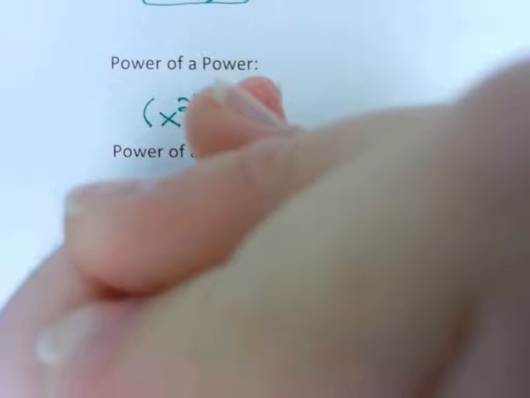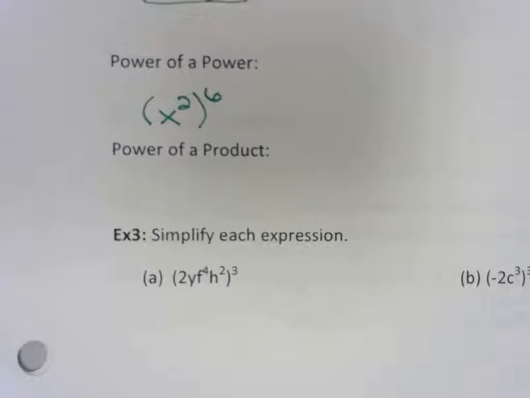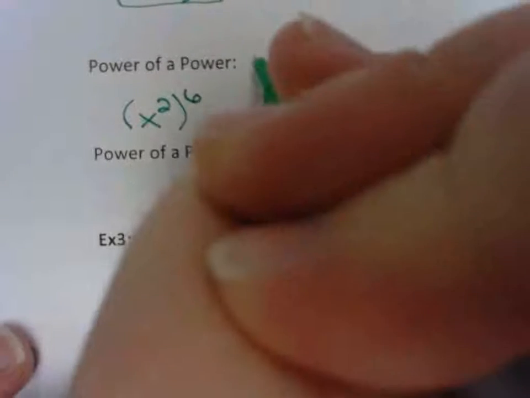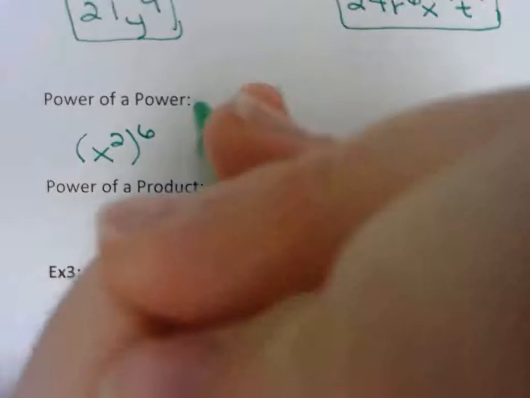So let's say it's, I don't know, 6. So when I have a power of a power, that means I'm raising an exponent to another exponent. I have x squared to the 6th power. I have an exponent to another exponent. So let me go ahead and write it out.